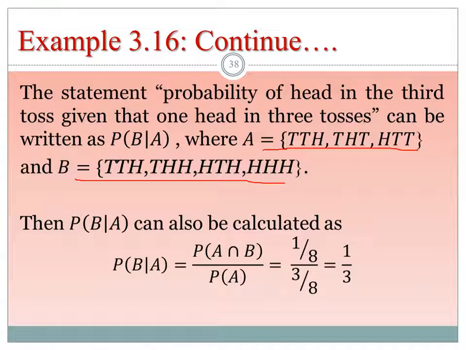So A intersection B, in this case, is the common element of A and B. So that means A intersection B has only one element, so the probability is 1 over 8, and the probability of A is 3 over 8. So the conditional probability should be equal to 1 over 3. This is exactly the same as our previous calculation. Okay, but in most situations we use that formula, so that is an easy way.